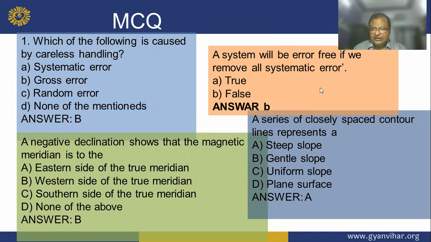Next question: a series of closely spaced contour lines represents what? A steep slope, a gentle slope, a uniform slope, or a plane surface? The correct answer is a steep slope.